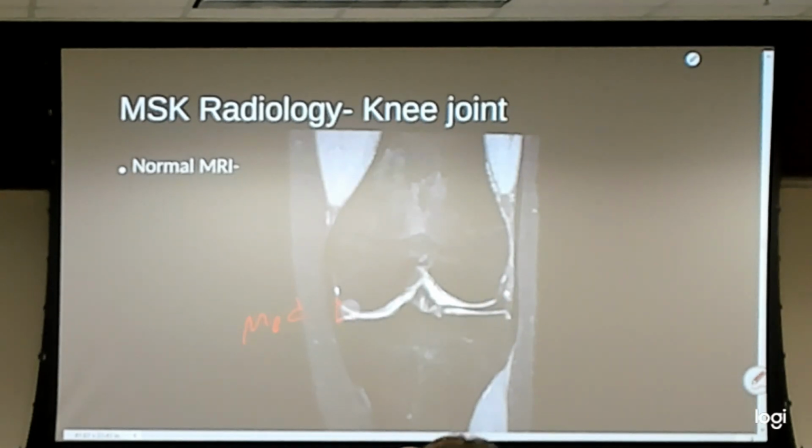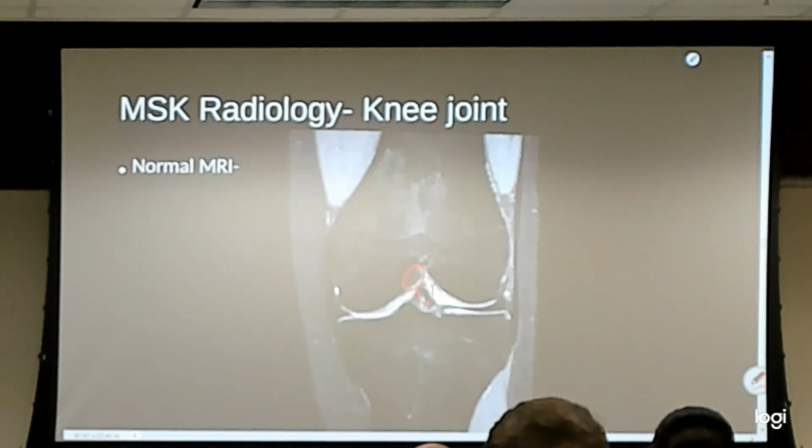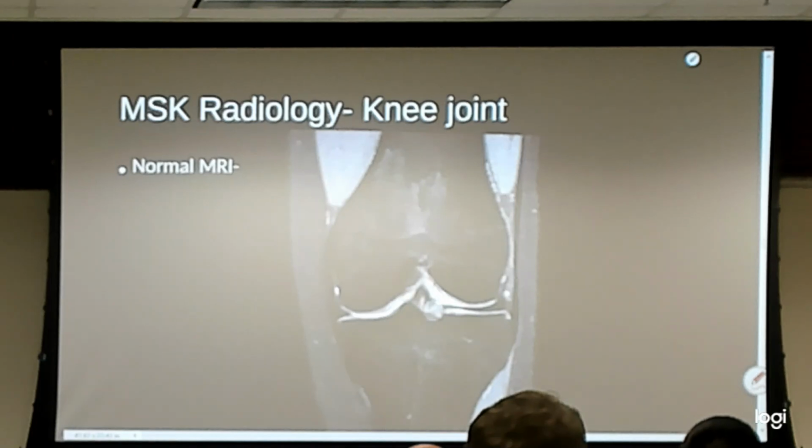So PCL and ACL. Kind of talked a little bit about this yesterday when we got to ACL. They are not awesome in this view because they're cut in cross section. So we have those nice thick bands and they've been sectioned, caught right in the middle. So they'll appear as circles rather than those long black lines that we saw yesterday. We're looking at different cuts.